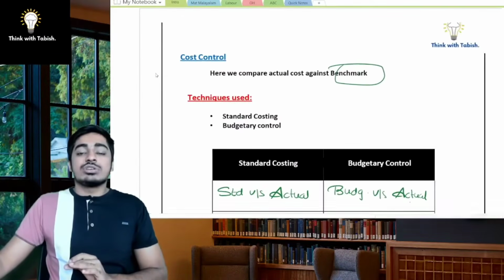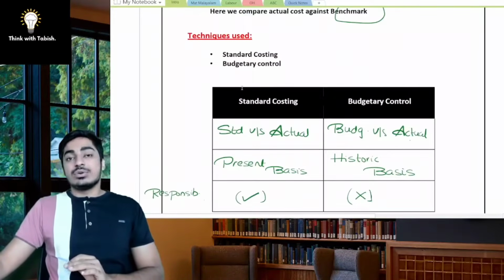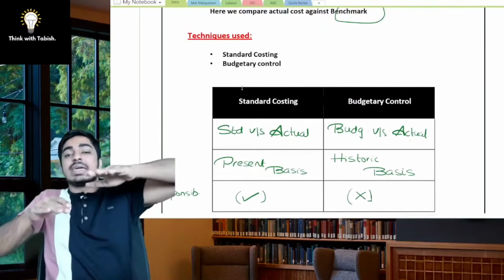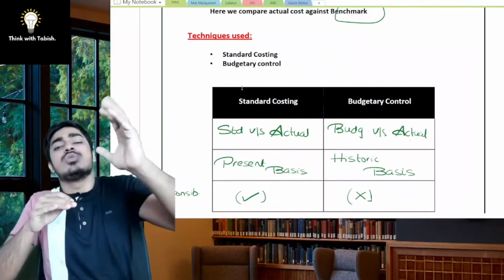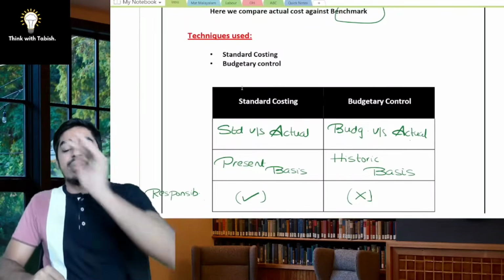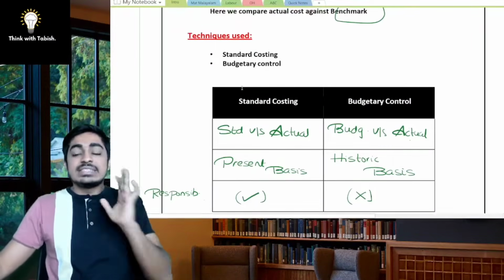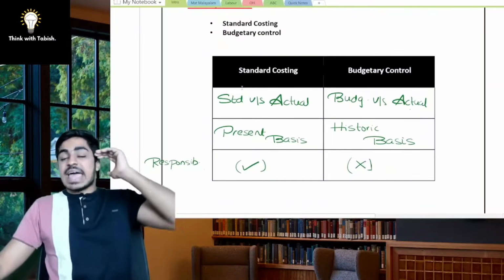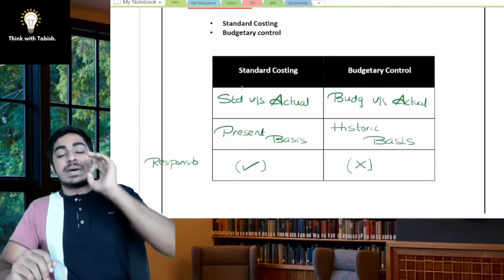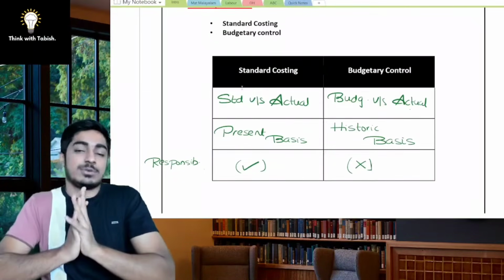Next, we have cost control. What are we trying to do? We take our actual cost, compare it with our benchmark, and then see why our cost is more and how we can reduce it. For this, we have two techniques: standard costing and budgetary control. In standard costing, we compare the standard performance with actual performance. In budgetary control, we compare budgeted performance with actual performance.